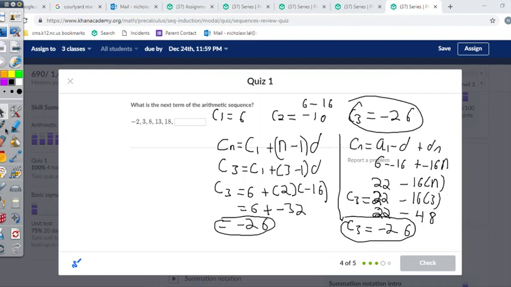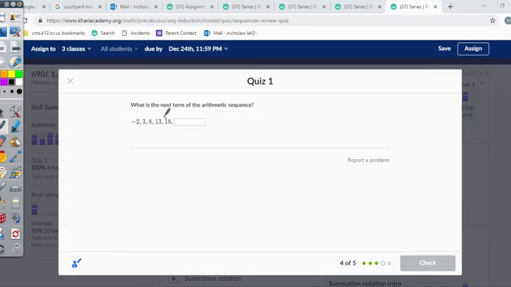What is the next term in the arithmetic sequence? Well, that means we're adding something: plus 5, plus 5, plus 5, plus 5. So we need to do 18 plus 5. 8 plus 5 will be 13, carry the 1, 23.